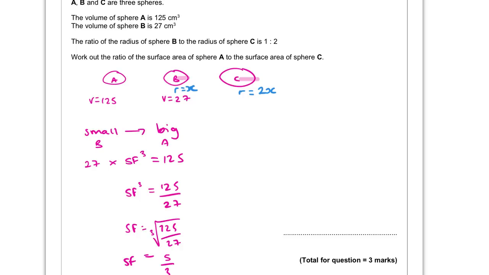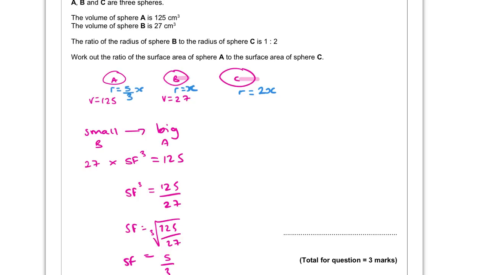Okay? So, first of all, if the radius of B is X, what is the radius of A? Not X cubed. The radius of B is x, so we needed that scale factor. If we know the radius of B is x, what's the radius of A? What do we do when we do lengths? We multiply by the scale factor. So the radius of A is 5 over 3x.